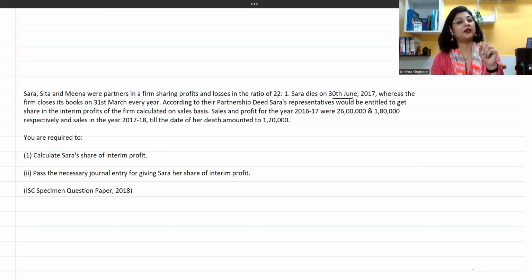So now the first step you have to remember, student, is that you have to take the profit of previous year, divide by revenue from operation of previous year and multiply it by 100. By doing this step, what are you going to get? You are going to get what is the percentage of profit in the previous year. And sales in the year is given till the date of Sarah's death, that is 1,20,000.